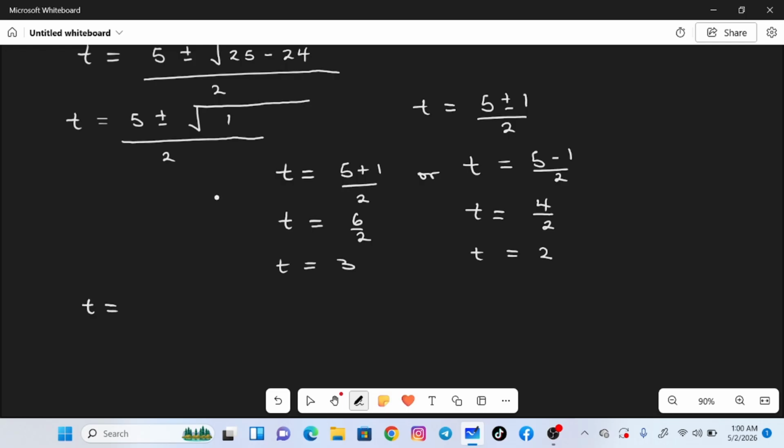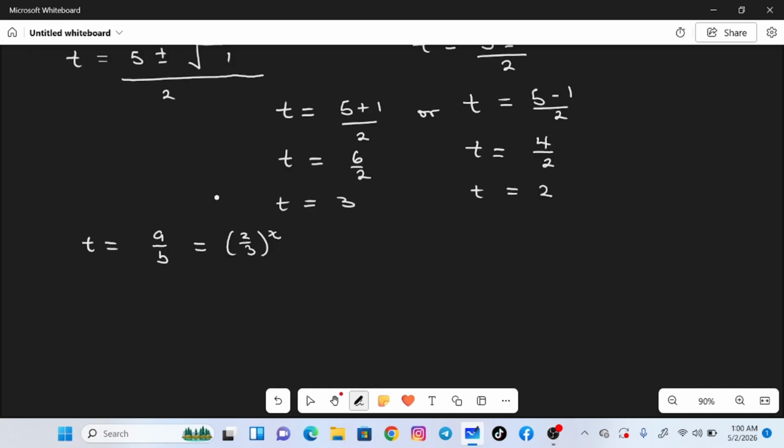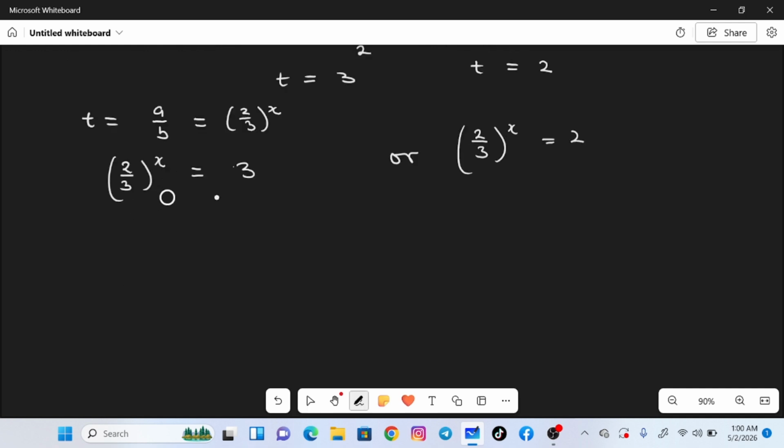But don't forget that our t equal to a over b, which is equal to 2 over 3 raised to power x. So let us substitute back our t into this equation. So we have 2 over 3 raised to power x equal to 3, or 2 over 3 raised to power x equal to 2. Let us first solve this one.